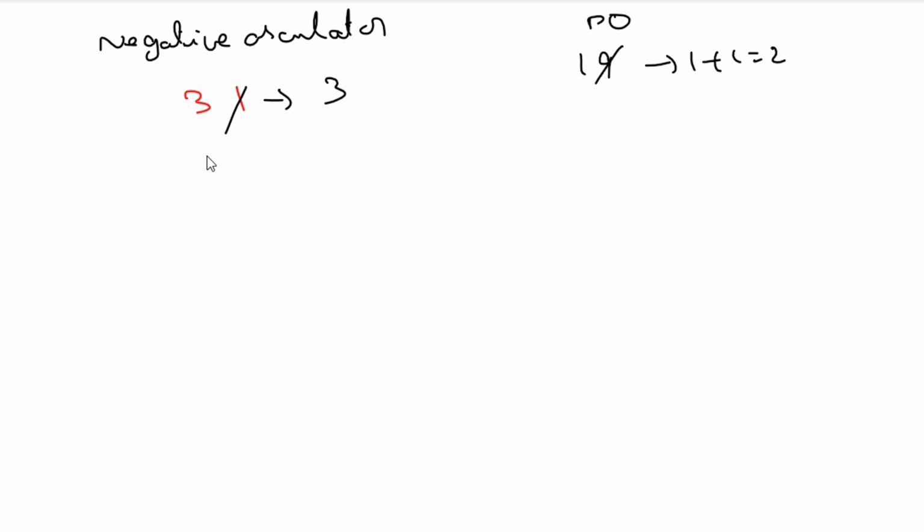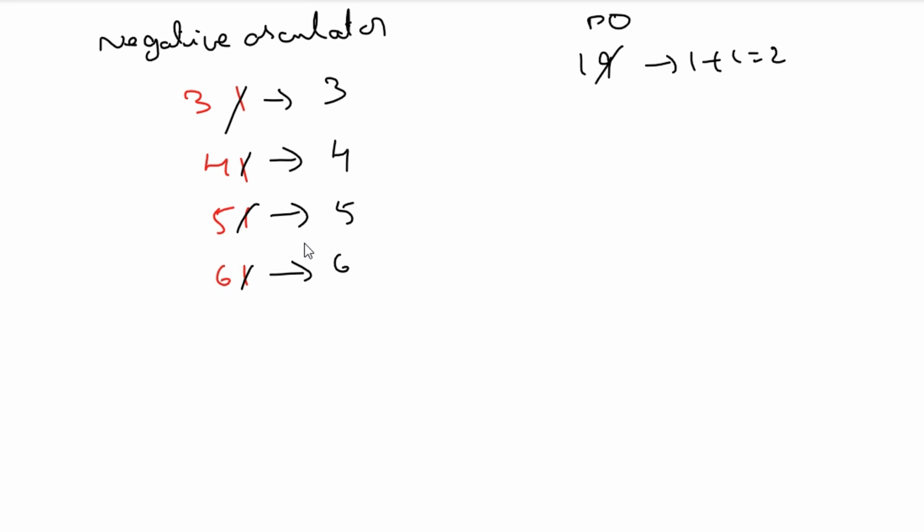Now, what is the negative oscillator of 41? Drop this 1 and this is equal to 4. What is the negative oscillator of 51? Drop this 1 and write down 5. What is the negative oscillator of 61? Drop this 1 and write down 6, and so on. This is the negative oscillator.